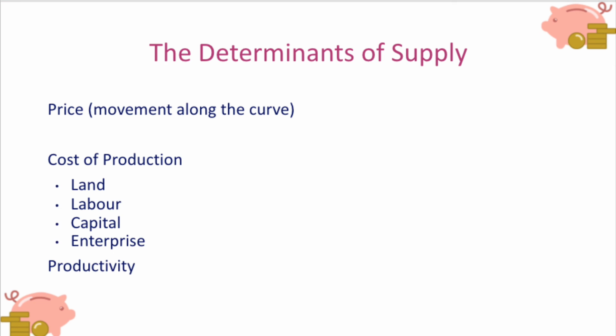Okay, and finally we've got productivity. That's how well we're using those factors of production. So if output per factor of production increases, then it costs less to produce that product, and therefore firms will want to supply more of it. So we've got costs of production and productivity as our main categories.